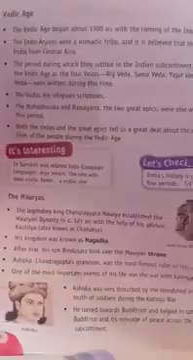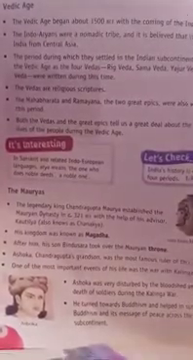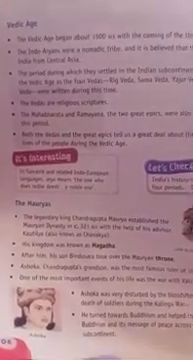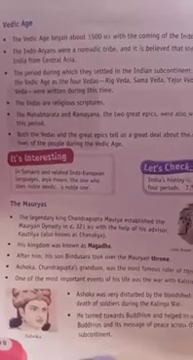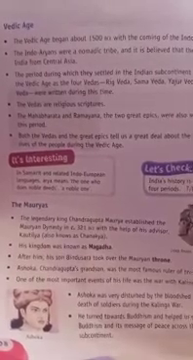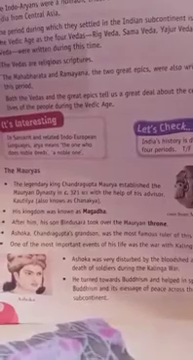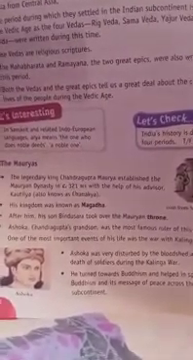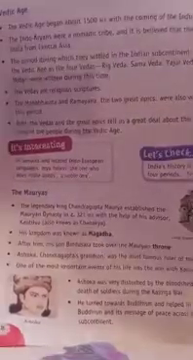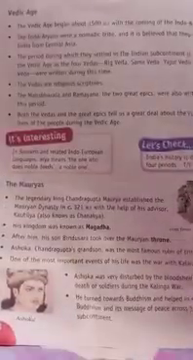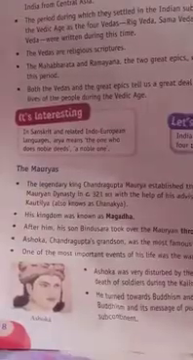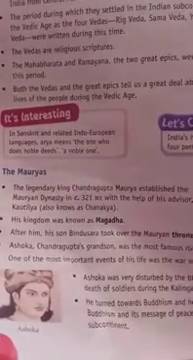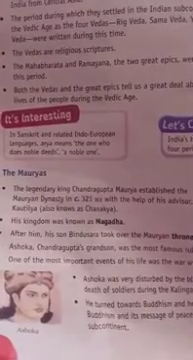Do you know what dynasties are? Okay, let me tell you. A dynasty is a family whose members rule a country or region for a long period of time. So here the Mauryas are a dynasty who ruled India during this ancient period. As I told you, a dynasty is a family whose members rule a country or a particular region for a long period of time, isn't it?